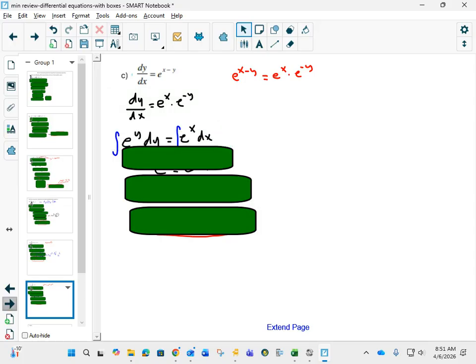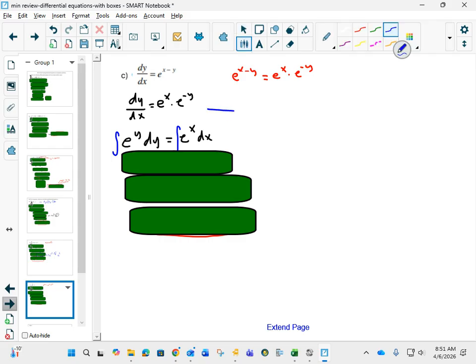This will allow me to bring the e to the y to the other side and the e to the x over here. One in-between step that I did here: if I move the e to the y to this side, do you see that it would be e to the negative y on the bottom? Because I would have to divide.